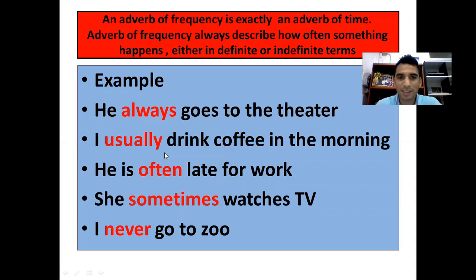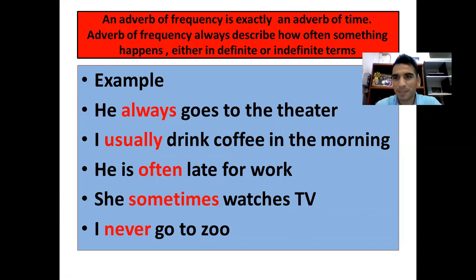And I usually drink coffee in the morning. And here, he is often late for work. Please pay attention here. We use adverbs normally before the verb. Yes. Always goes, usually drink. And here, only for the to be verb.